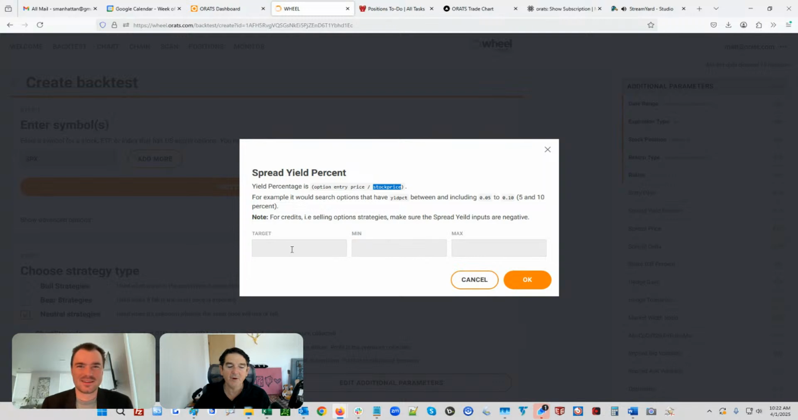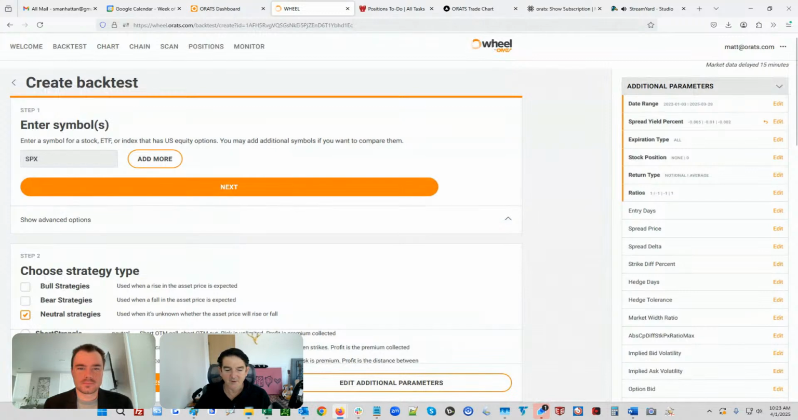So if we want to do this for a credit even, why don't we just try this for a credit? And it's going to be small. So like 0.5%. And the minimum is like 0.01. And then the max is like 0.02 or something. So if it doesn't find trades within that range, it's just not going to trade for that day. Yeah, and it'll look the next day. Okay. So we'll run that.